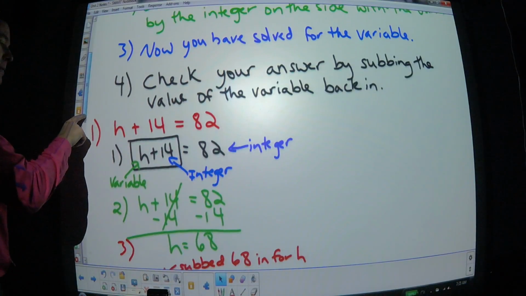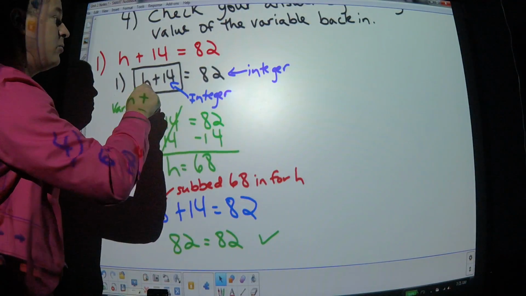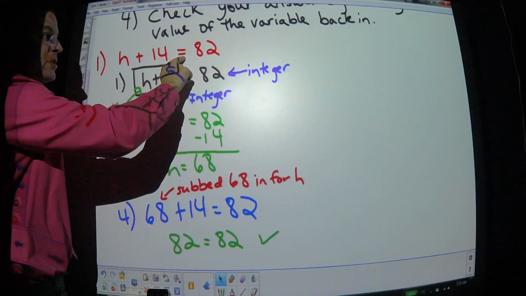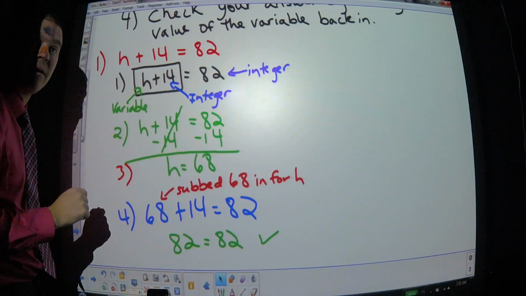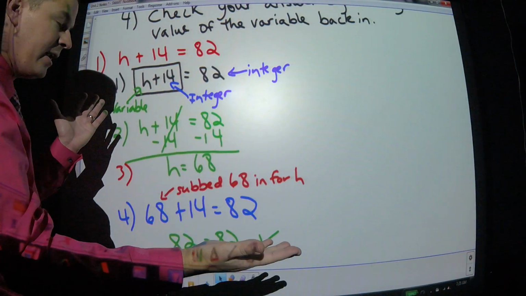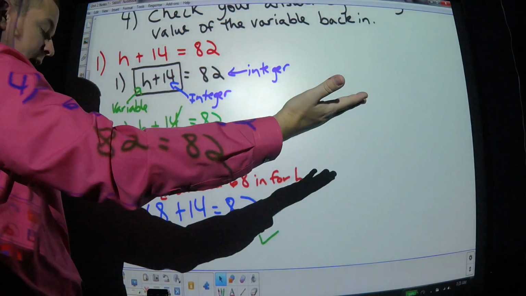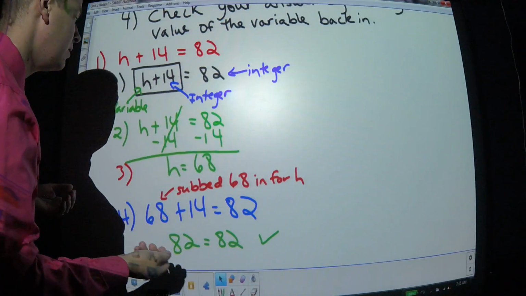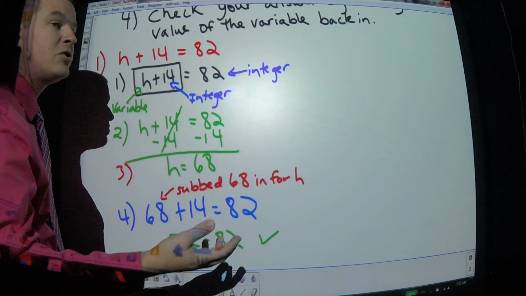So let's try an example. h plus 14 equals 82. This is an addition equation. Notice the equal sign. You want both sides of the equal sign to be balanced. Think of a scale. If I weigh something down on one side and I want to equal it out, I've got to have the equal amount on the other side. So whatever I do to one side of the equation, I have to do to the other side.